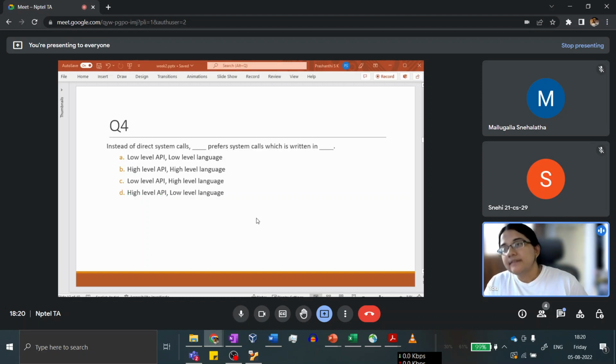Okay, so this question says, instead of direct system calls, blank prefers system calls which is written in blank, and your options are: low level API, low level language; high level API, high level language; low level API, high level language; high level API, low level language. The options are probably a bit confusing here, so I'll wait a little more than usual so that you guys can think about this and come up with an answer. And API stands for Application Programming Interface, by the way.